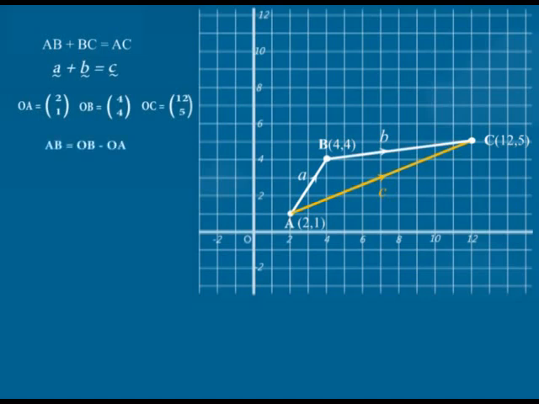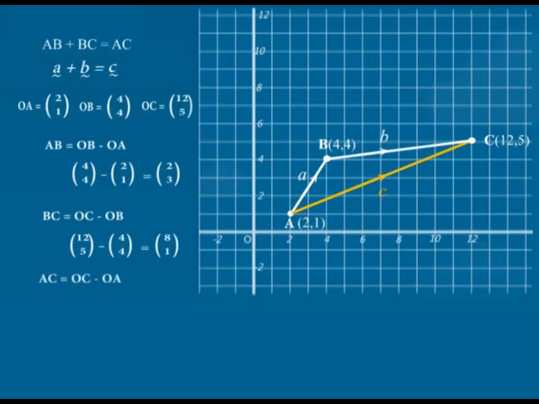AB is equal to OB minus OA. That is (4, 4) minus (2, 1), and that will give us (2, 3). And therefore, AB is equal to (2, 3). BC is equal to OC minus OB. (12, 5) minus (4, 4) will give us (8, 1). Therefore, BC is equal to (8, 1). AC is equal to OC minus OA. (12, 5) minus (2, 1) will give us (10, 4).